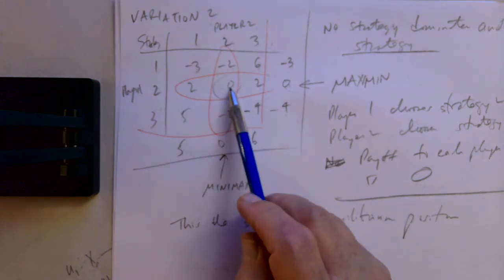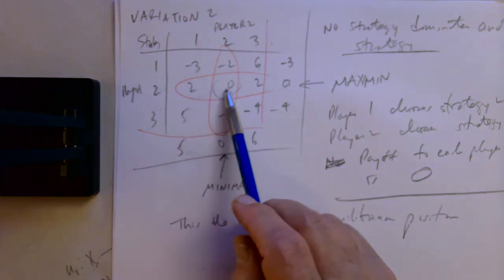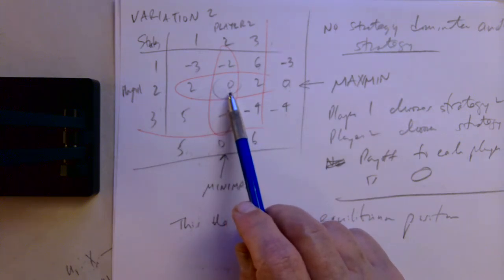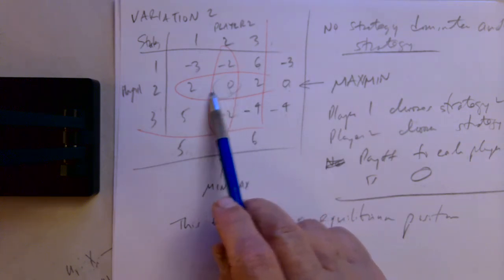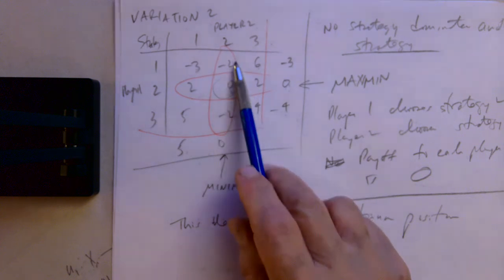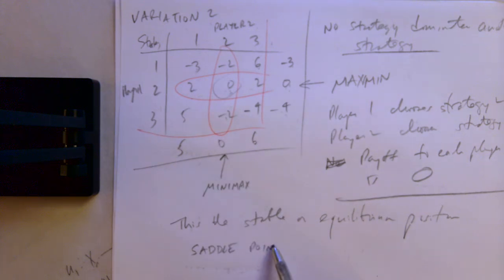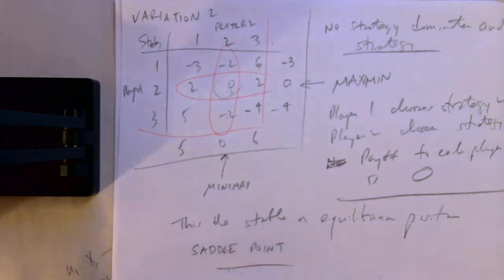This position, strategy 2 for each player, is the minimum in its row and the maximum in its column. This is called a saddle point. This is just the terminology that's used in game theory. But in this game, there's a stable solution, there's a saddle point. And that's it, we're done.